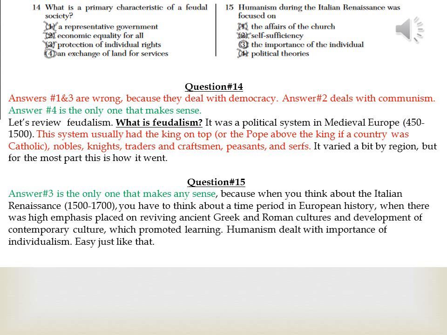Alright, question number 15. This is one of the easiest questions that you will find on the Regents, because answer number 3 is the only one that makes any sense. When you think about the Italian Renaissance, you have to think about the time period in European history when there was a high emphasis on reviving ancient Greek and Roman cultures, as well as the development of contemporary culture, which promoted learning. This is why number 1, affairs of the church, number 2, self-sufficiency, or number 4, political theories, don't make any sense.